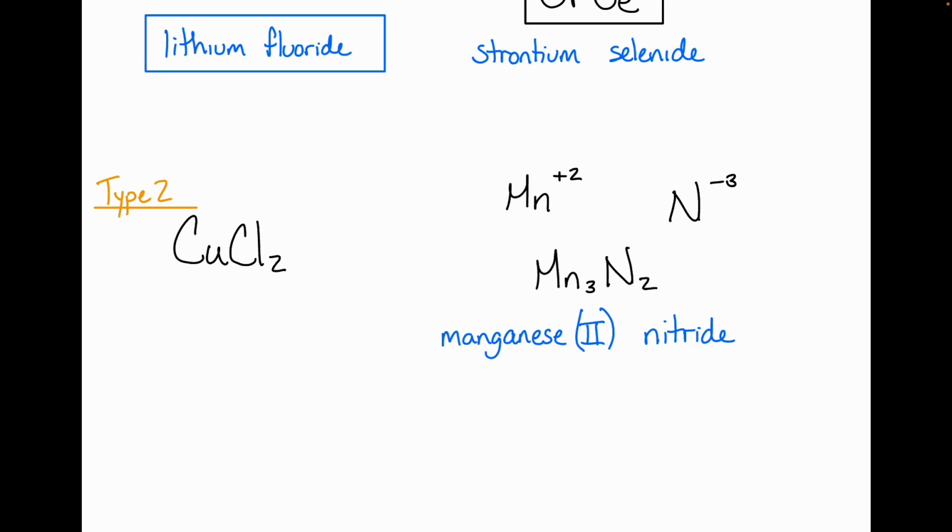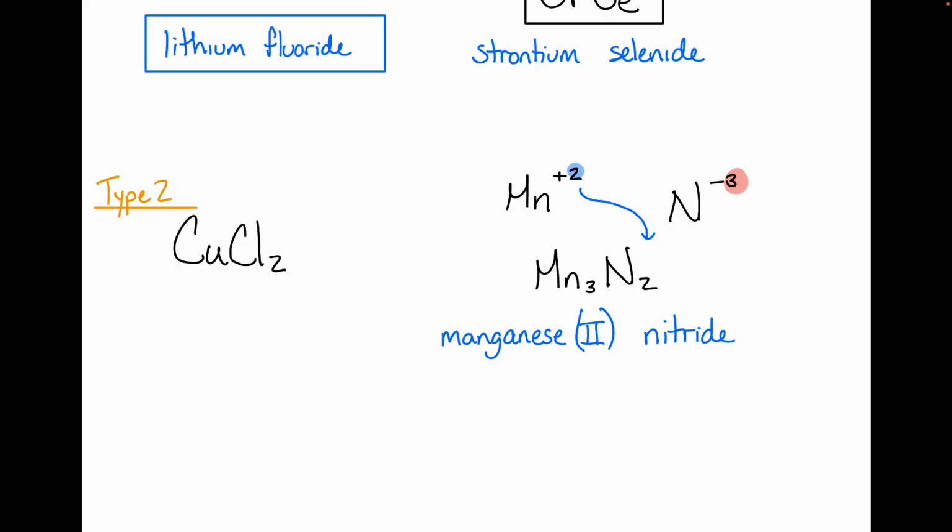Now, before we move on to the next one, because this is where people super get tripped up, let's just note here, manganese 2 nitride contains 3 manganese ions, right? The 2 in the name is not telling me how many are there. It's telling me the charge on those ions, and then in order to figure out how many are there, I have to do my swap and drop method.